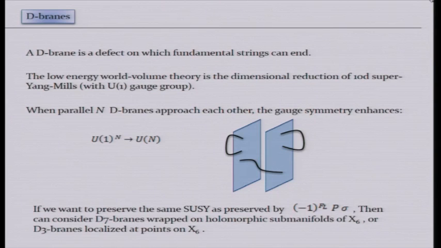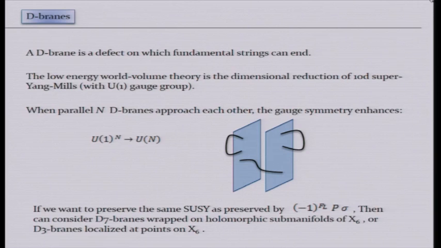And the reason for that is that apart from these strings which go from a brane to itself, we have another open string sector which goes from one brane to another brane. And you can quantize that, and that gives you the W bosons of this broken U(N) gauge group. And the mass of these W bosons is proportional to the length of the string, so the distance between these two branes. So now when the branes approach each other and get on top of each other, these W bosons go to zero, and you get enhanced gauge symmetry.